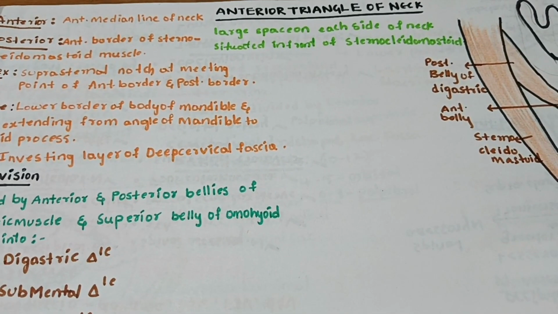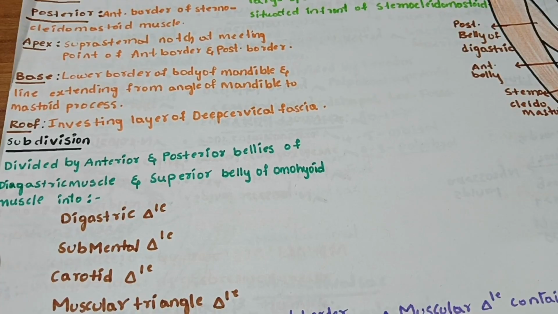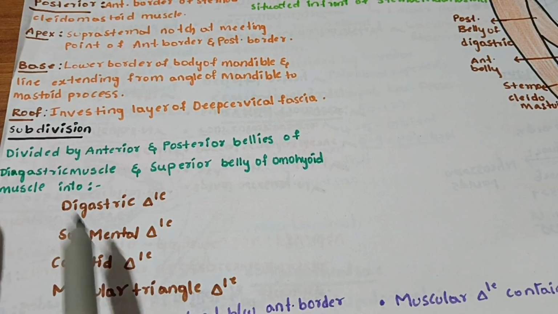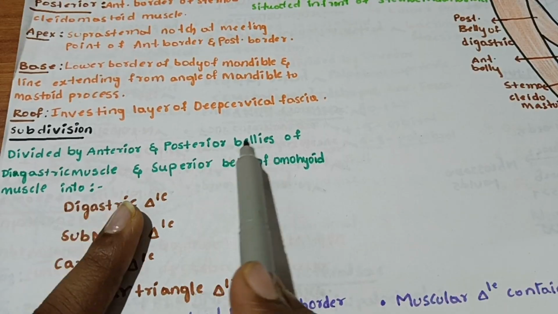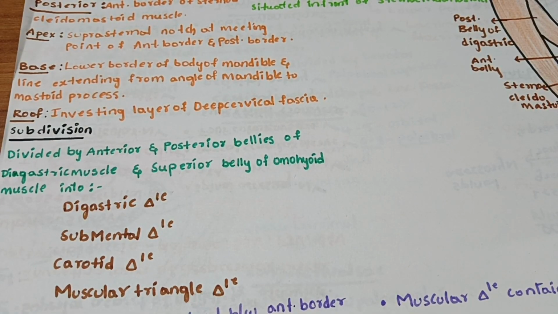The anterior triangle is a very large triangle. To make it easy, this triangle is again divided into 3.5 triangles: three complete triangles and one half triangle. It is subdivided into the digastric, submental, carotid and muscular triangles, by the anterior and posterior bellies of the digastric muscle and the superior belly of the omohyoid muscle.